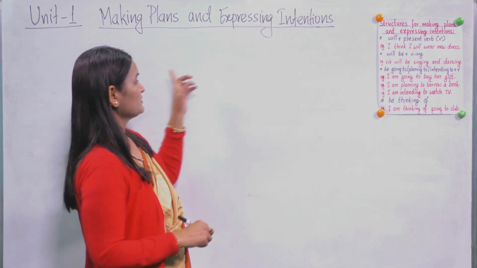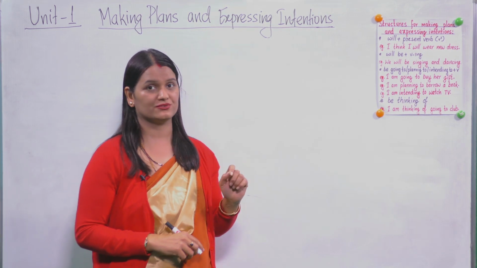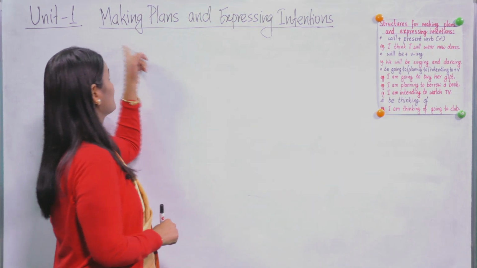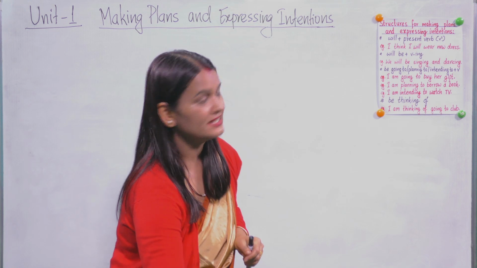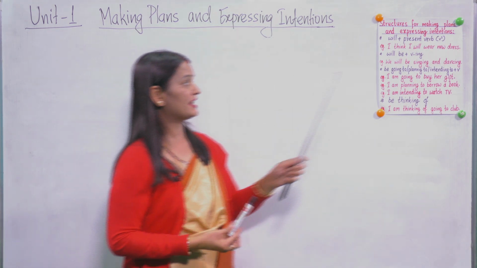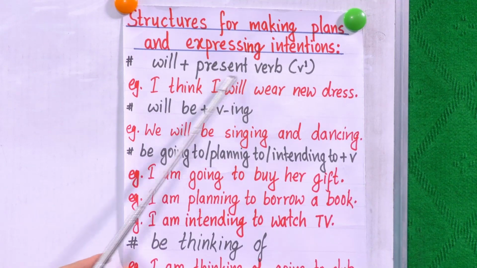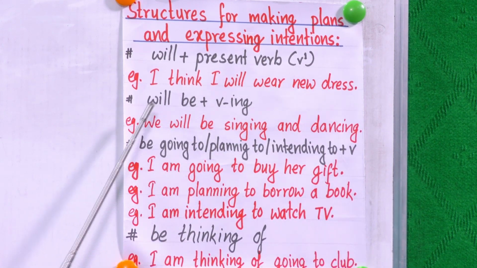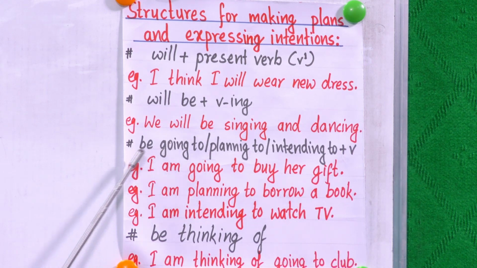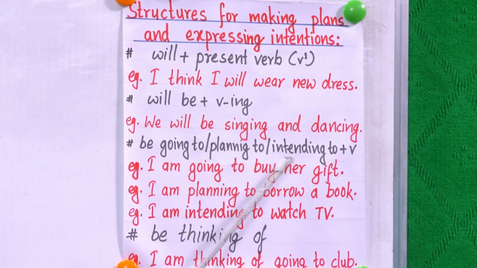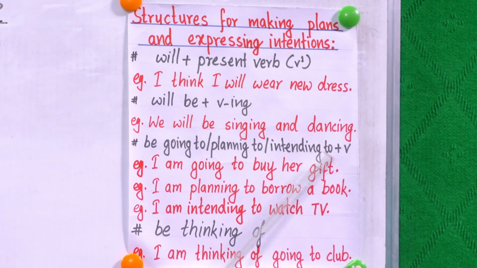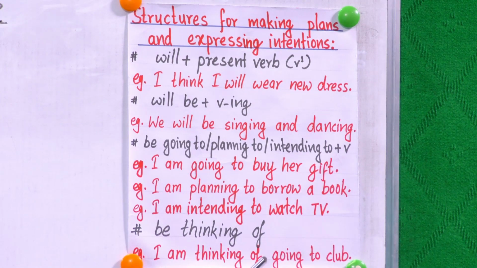So today, we are going to read the structures which we have to use for making plans and expressing intentions. Okay, there are different structures. You can see here: will plus present verb (verb 1), will be plus verb-ing, be going to, planning to, intending to plus verb 1, and be thinking of. These 4 different structures we can use for making plans and expressing intentions.